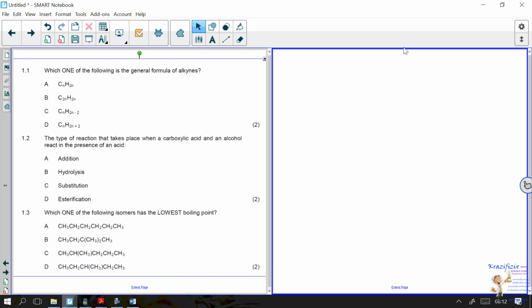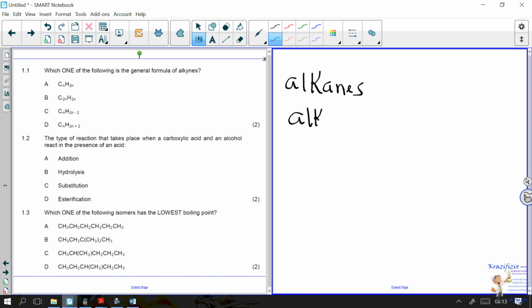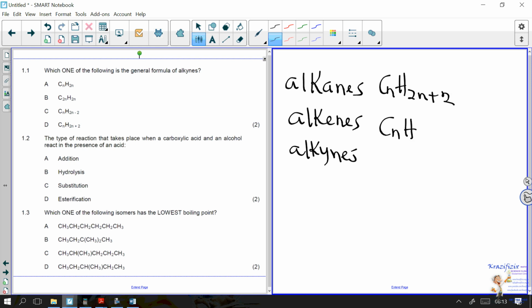1.1. Which one of the following is the general formula of alkynes? Now, these are things you need to know. Quickly, we run through the whole thing for you again. Alkanes, alkenes, and alkynes. This is CnH2n+2, CnH2n, CnH2n-2. So it's a difference of two hydrogen atoms.